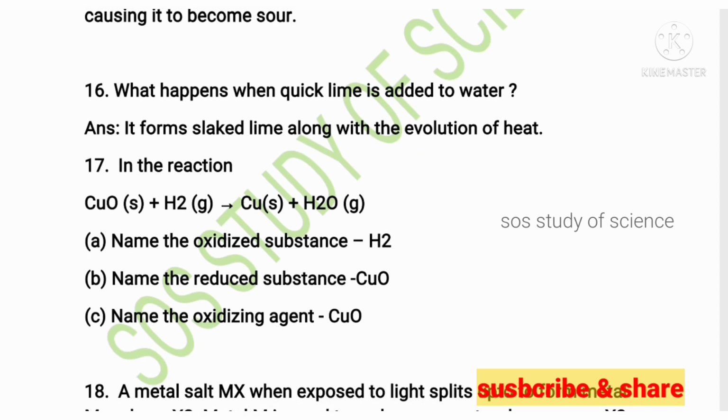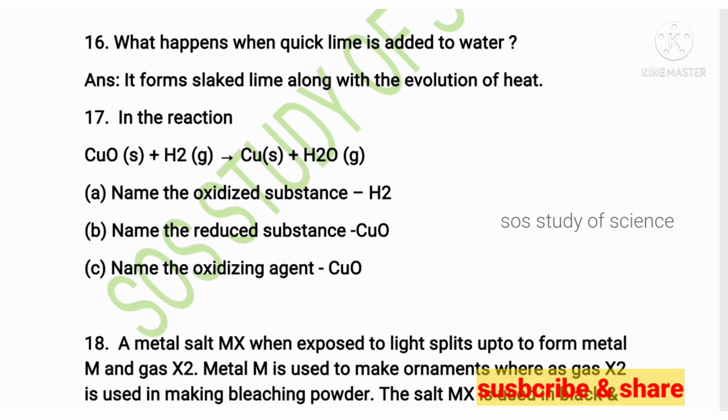Again, in the reaction where copper oxide combines with hydrogen, it forms copper and water. I already told you which is getting oxidized and which is getting reduced. One more important thing to understand here is to name the oxidizing agent. How do you identify which is going to reduce? You can observe that copper oxide is going to reduce. The one which is getting reduced is called the oxidizing agent. So here copper oxide is getting reduced to copper, and it is also called an oxidizing agent.